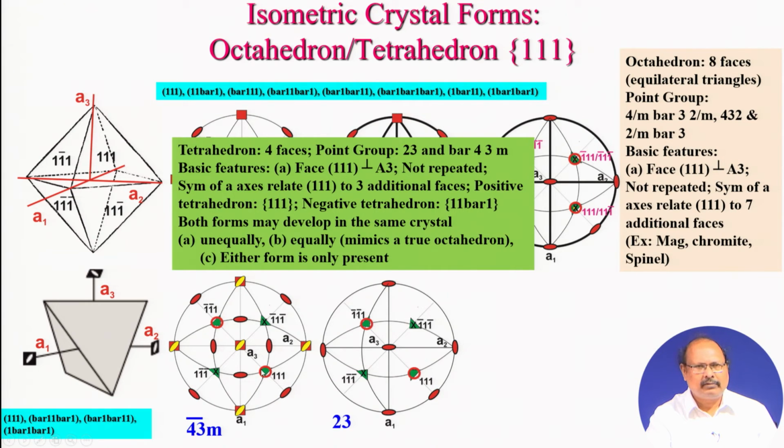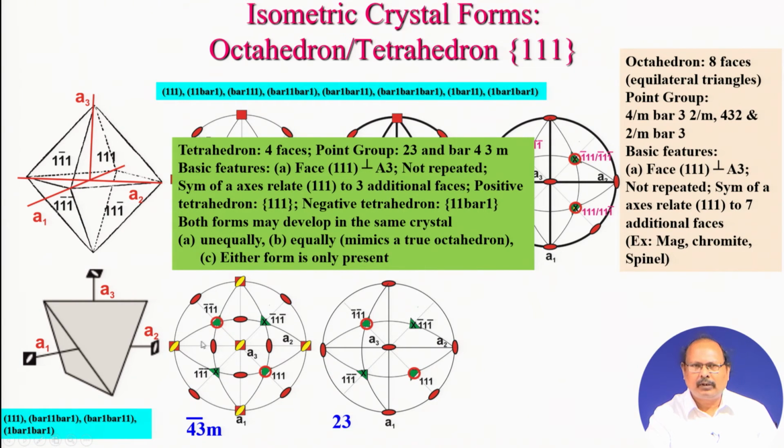That means that face will intersect the negative direction of your A3 axis. So, that means you will start with a cross here, and this bar 4 axis will act upon this cross and it will produce a cross here, and in that situation what will be the face symbol of that cross? It will be bar 1 bar 1 bar 1.